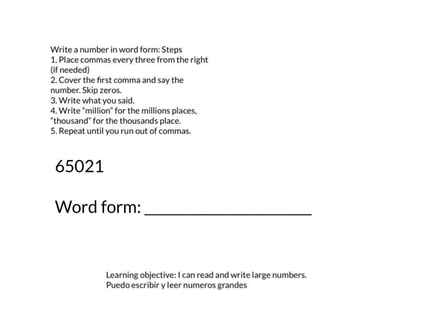Let's do one more example together, and then I'm going to give it to you to try. So we're going to place commas every three digits from the right. 1, 2, 3, comma. Cover the first comma and say the number. Skip zeros. 65.